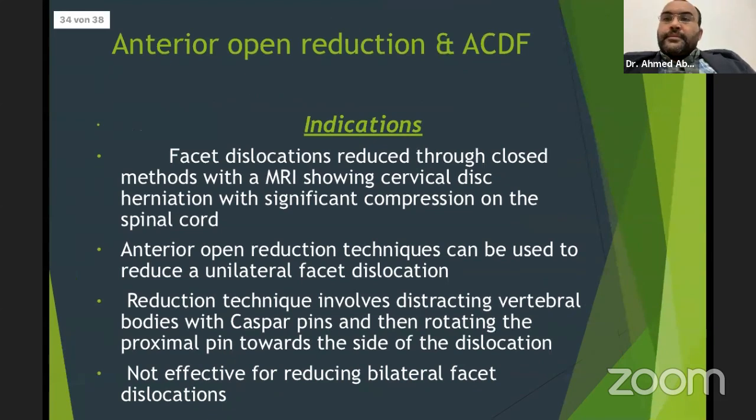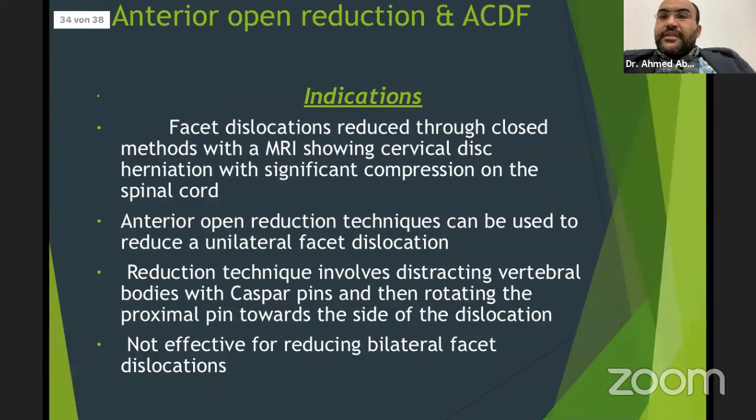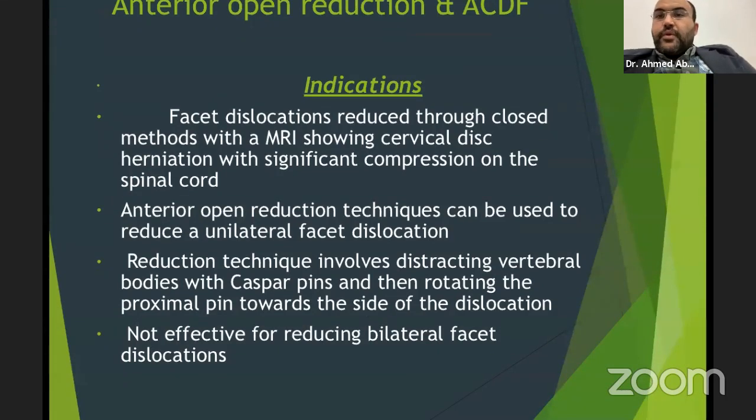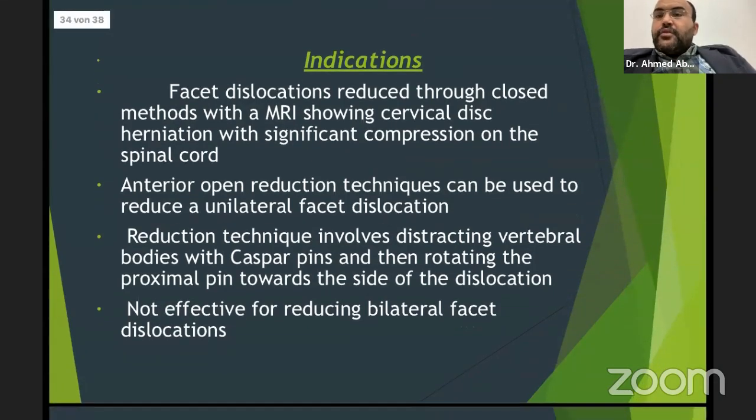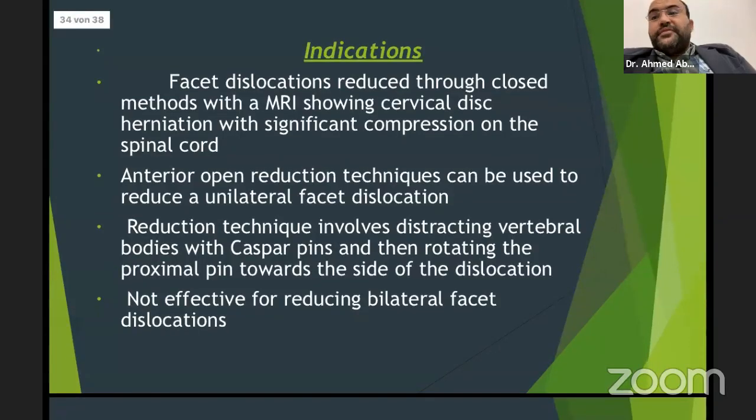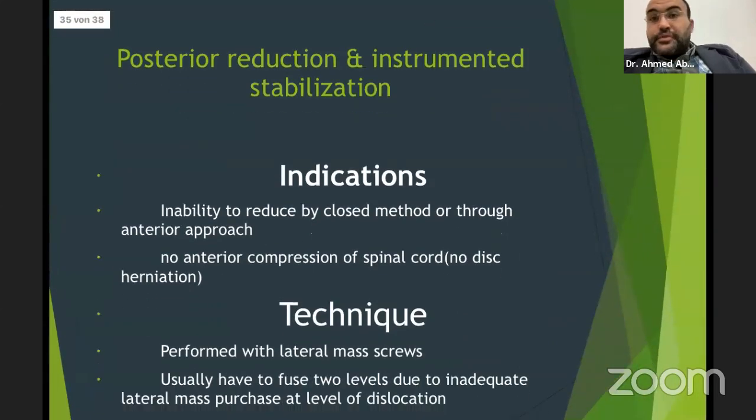The anterior open reduction is indicated in the facet dislocations reduced through closed methods with an MRI showing cervical disc herniation with significant compression on the spinal cord. Anterior open reduction techniques can be used to reduce a unilateral facet dislocation alone. Reduction techniques involve distraction in vertebral bodies with Caspar pins, then rotating the proximal pins toward the side of the dislocation. It's not effective for reducing bilateral facet dislocation. In fact, bilateral facet dislocations are reduced posteriorly.